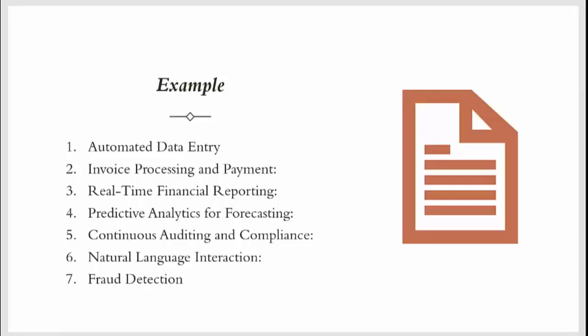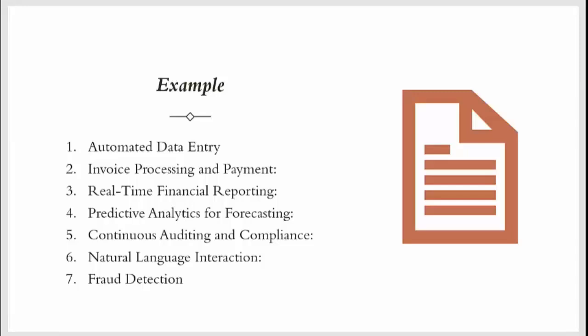7. Fraud detection. The AI system analyzes transaction patterns and detects any unusual activities that could indicate fraud. For example, if an employee tries to make an unauthorized payment, the system flags it for further investigation.